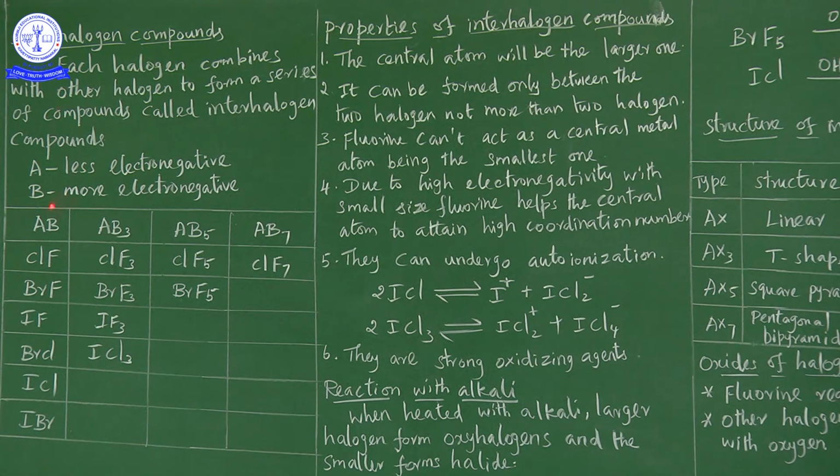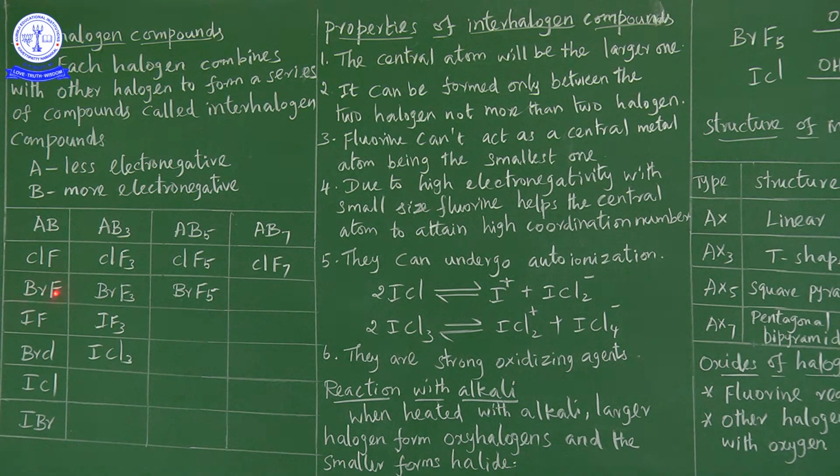So the central atom is the less electronegative element. When it combines with the more electronegative element, it forms an interhalogen compound. But chlorine, when it behaves as a central atom, can combine only with fluorine to form interhalogen compounds.